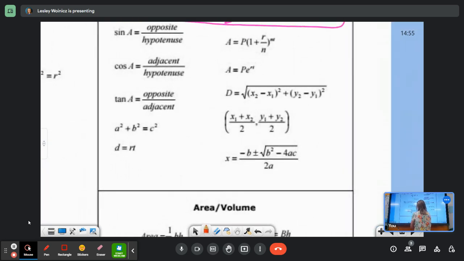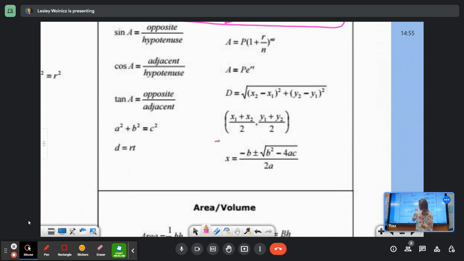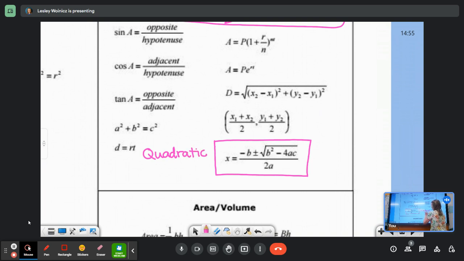Some of you are going to absolutely love this thing in Unit 6 because it works on all of our quadratics. This is the quadratic formula, and it is for solving quadratics. So I want you to label quadratic formula.